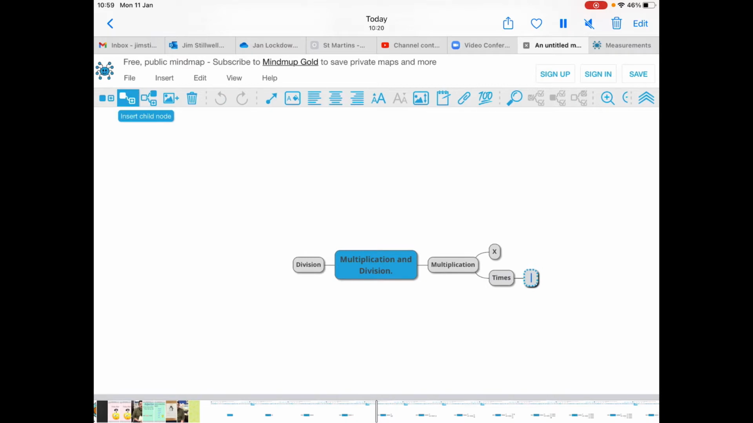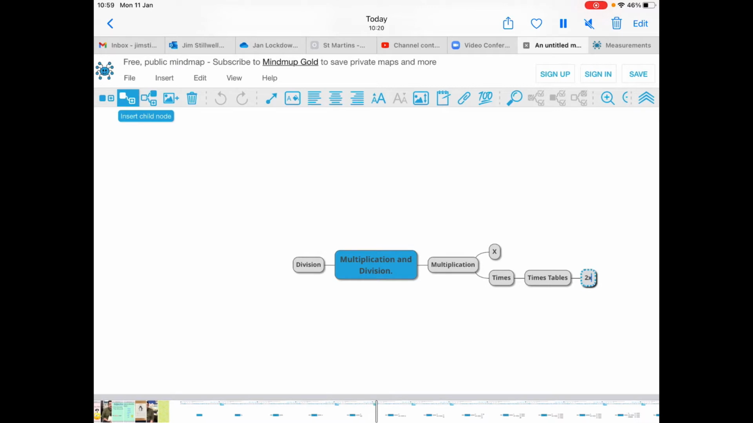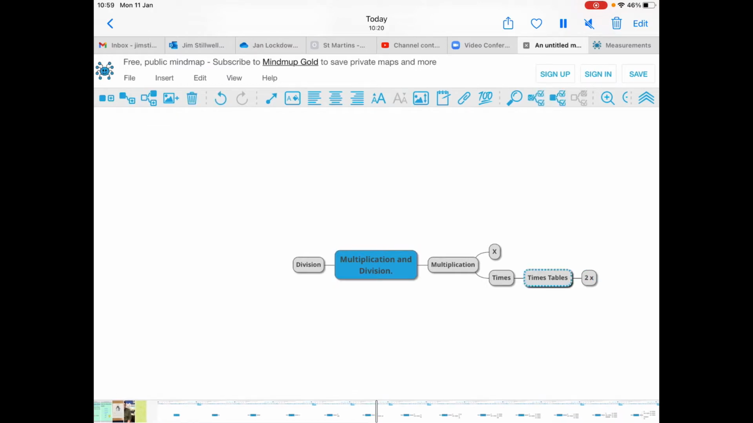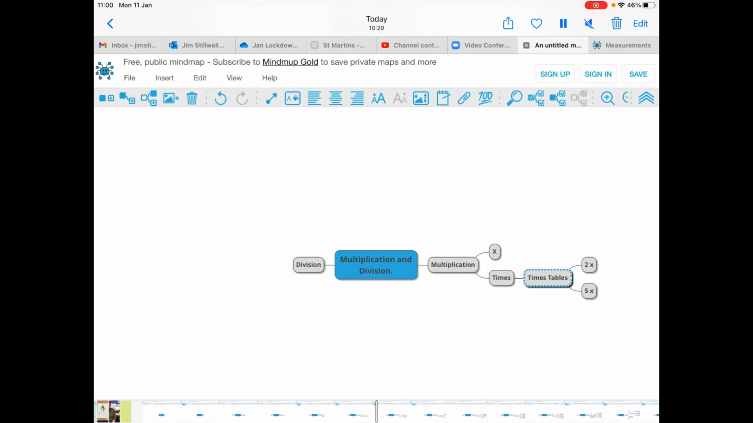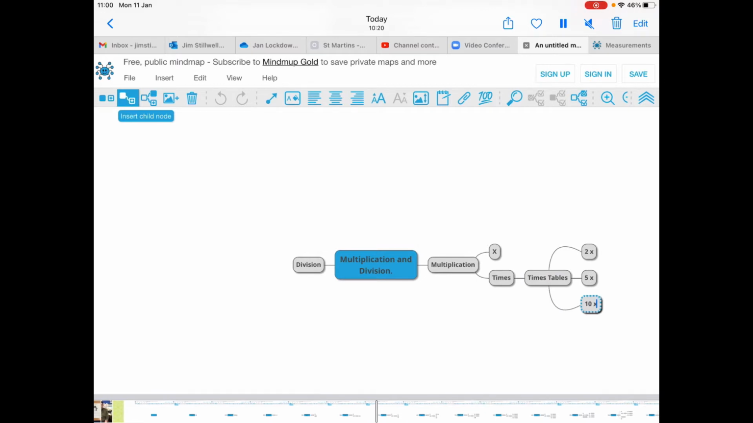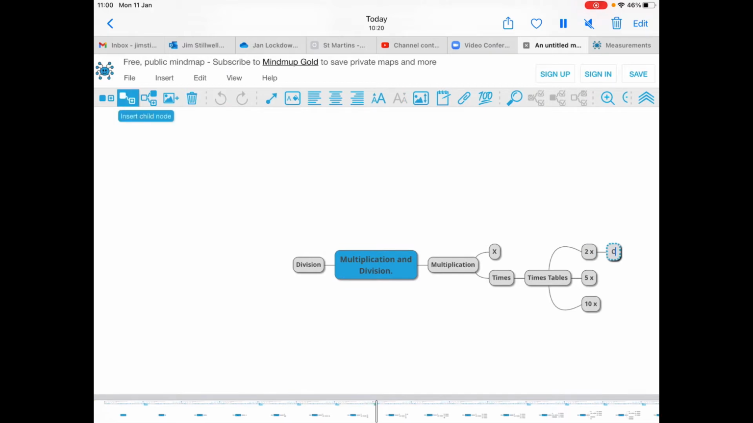And times comes from our times tables. I wonder if any of you have heard about your times tables before. And this is what we're going to be looking at. 3 lots of times tables in our maths lessons. We're going to be looking at the 2 times tables. We're using that cross again, so 2 times. We're going to be looking at the 5 times. And we're going to be looking at the 10 times tables. And you might be looking at a screen now going, Mr. Stillwell, I don't know. But that's okay, because we're going to learn how to do these. And it's not as hard as it seems.